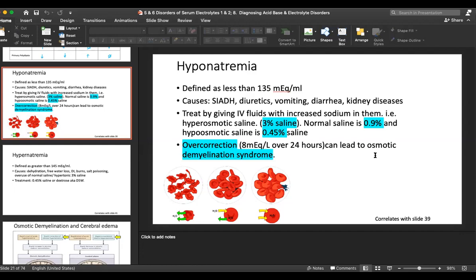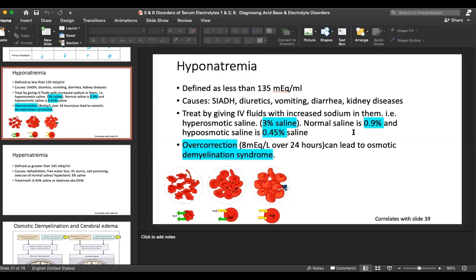The way I remember it is from First Aid. Low to high, pons will die. High to low, brain will blow. Anyways, that's the way you can remember it, but that's just changing sodium. That's what that whole thing is.